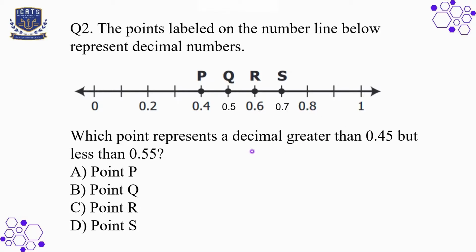So now we can read the question again. We have to find out which decimal is greater than 0.45 but less than 0.55. So here we can see that 0.45 will be in the center of 0.4 and 0.5, and 0.55 will be in the center of 0.5 and 0.6. So we can say that point Q is greater than 0.45 and less than 0.55. So we will select option B here.